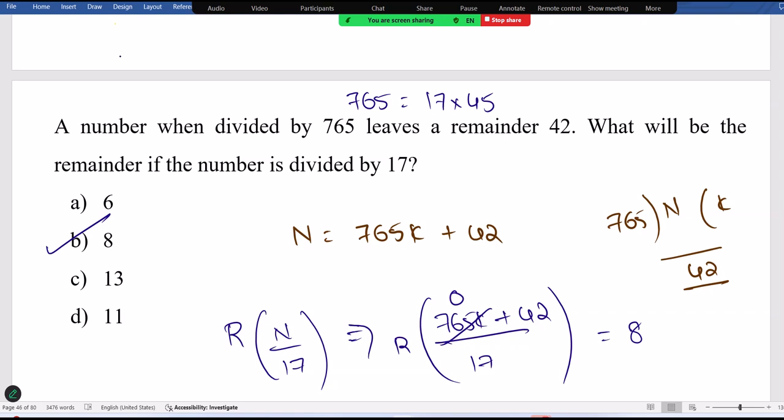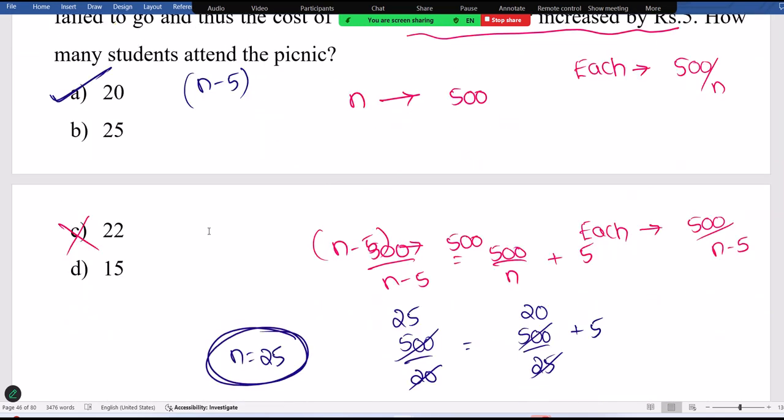The very simple shortcut is to divide 42 with 17. What is the remainder? In these types of questions, a simple shortcut: the remainder should be divided by 17, and we calculate what the remainder of that is. This remainder value divided by 17, what is the remainder we calculate? That's the general shortcut we can use.